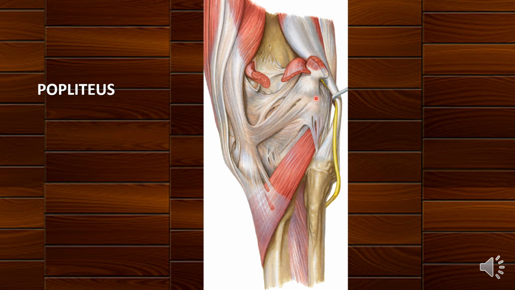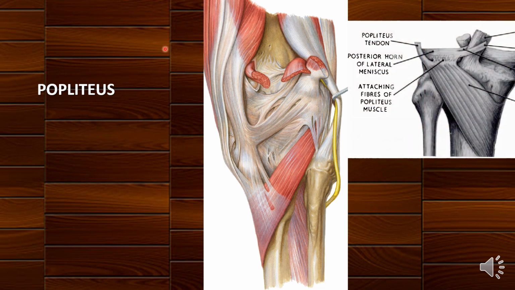So popliteus muscle is taking origin from inside the capsule of the knee joint. So it has an intracapsular origin. It is taking origin from the lateral condyle of femur inside the capsule. This is the capsule of the knee joint. It is going to pierce the capsule in the posterior aspect and come out, and the insertion is fleshy. So it is taking origin as a tendon and the insertion is fleshy onto the posterior aspect of the tibia above the soleal line.